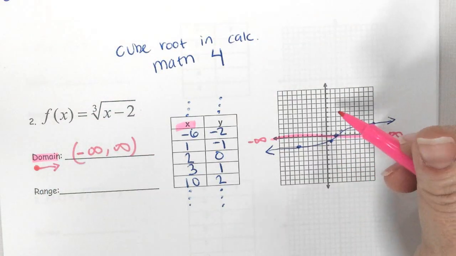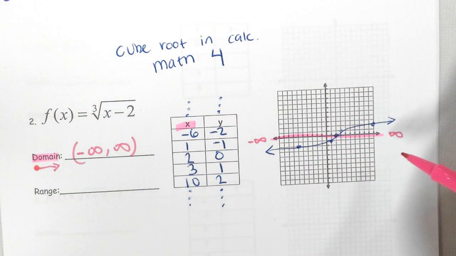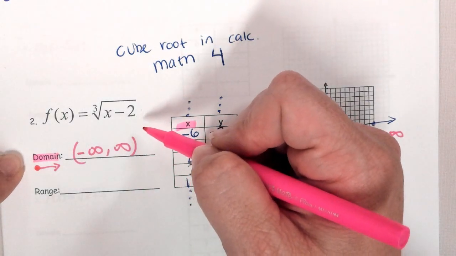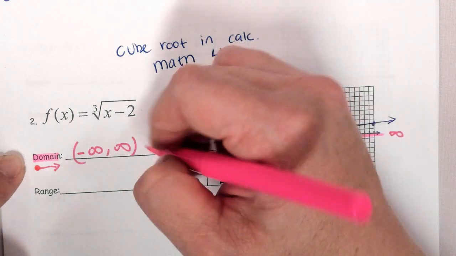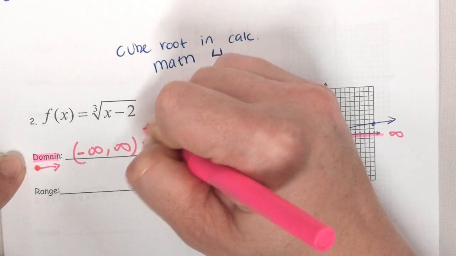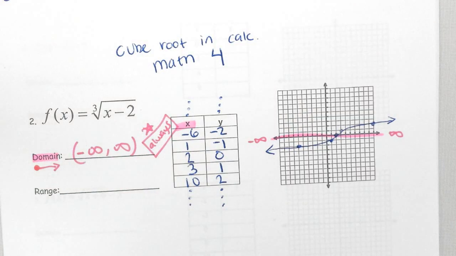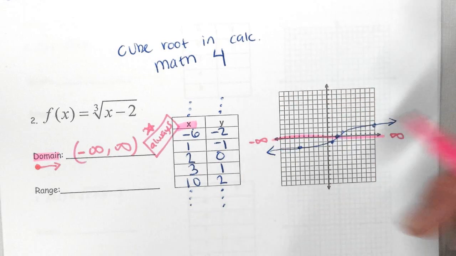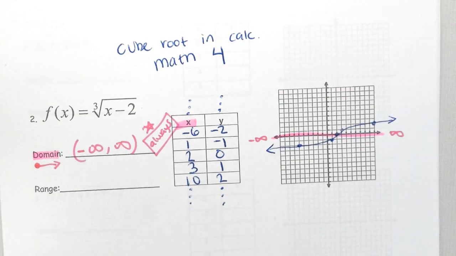Now, if I shift this up, down, left, or right, does that change? No, it's still going to go left and right forever. So is your domain ever going to be different for a cube graph? No, it's always going to be this. Always. Okay? Always. Because no matter if I shift this up, left, right, down, doesn't matter. The only thing that's going to change is where your little swerve is. That's all that changes. Okay? It's still going to go to the left and the right forever.